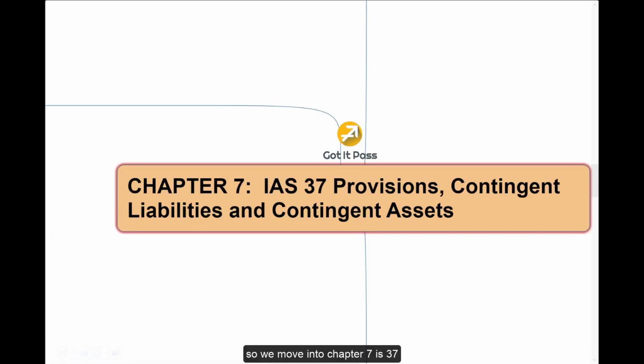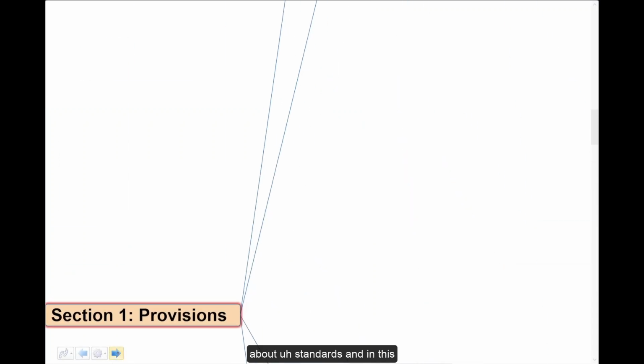So we move into Chapter 7, IAS 37, Provisions, Contingent Liabilities and Contingent Assets. Remember what I said about standards, and in this particular one, certainly it's relevant: definitions, conditions or criteria, accounting treatment and disclosure. First area for us is provisions.